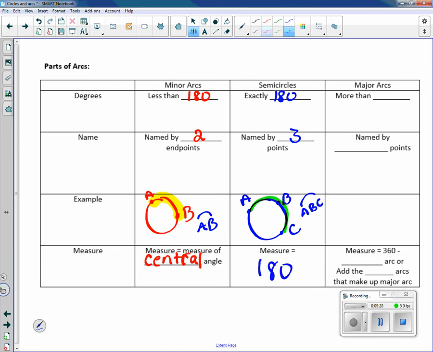180 degrees. Now, y'all know I love y'all. Now, a major arc is more than 180 degrees. It is named by 3 points. Here's an example.